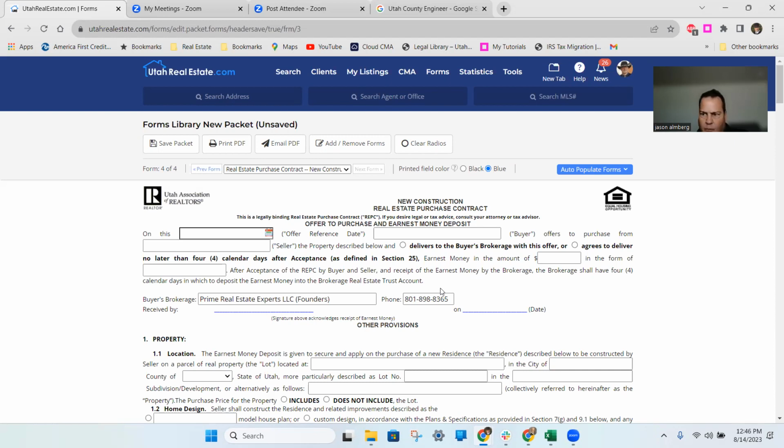And then the unique thing, depending on if it's a quick move-in, typically you're not going to have to worry about the deadline for design meeting and options meetings.